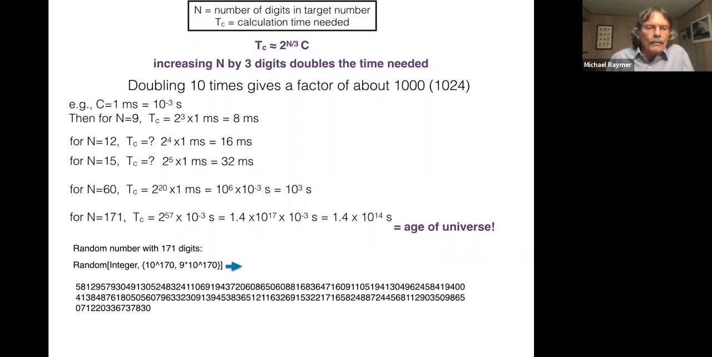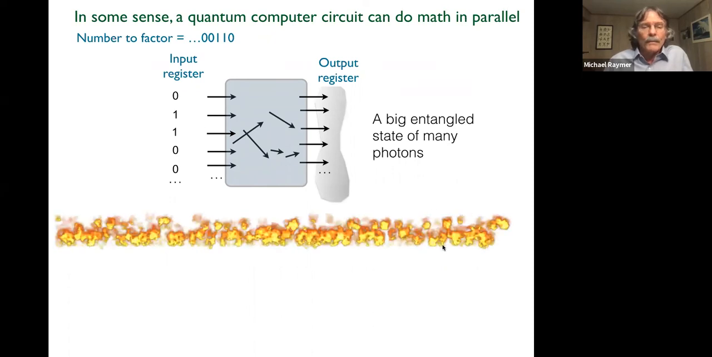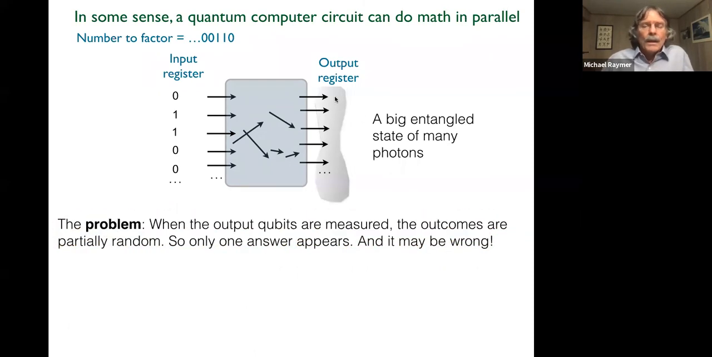Oh, here's an example. I can make this number here. I know the prime factors. I hand it to you. There's no way you can figure out the prime factors. But a quantum computer could, in a sense, do this by parallel processing. And in fact, it can do it. But the problem is, when you measure the outputs, they're random, right? The Born rule says that the output measurement results are random, given by the state amplitudes, the probability projection numbers. So you just get one answer, but it might be the wrong answer.